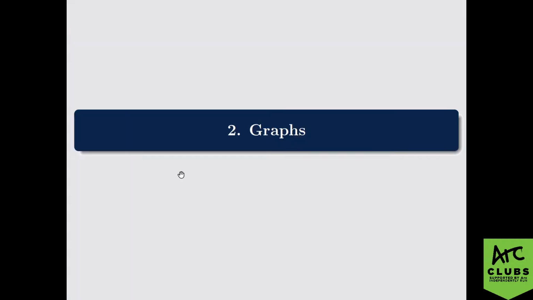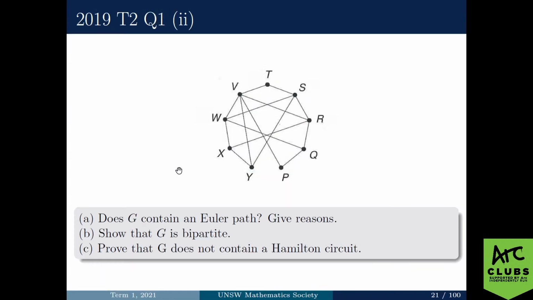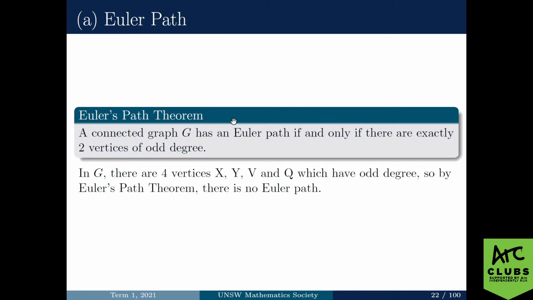It turns out Y has 3 edges coming out of it, and that means it's degree 3. That's an odd degree vertex. Same with X. X has degree 3. W has degree 4. V has degree 5. Wait, we just found 3 vertices that have odd degree. And so using this theorem, we know that there is no Euler path. We don't have exactly 2 vertices of odd degree, and so G does not have an Euler path.